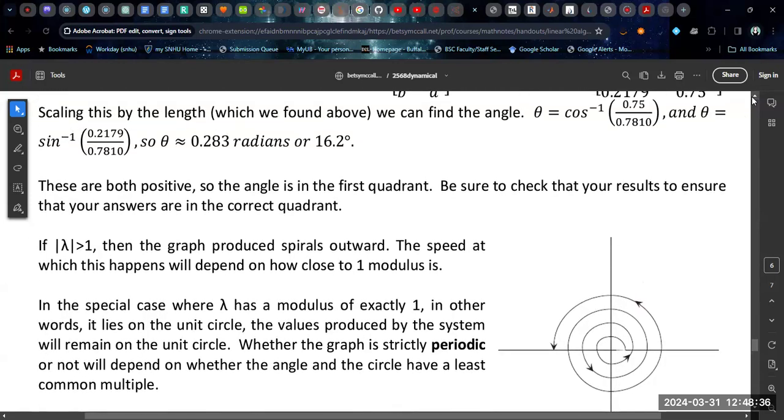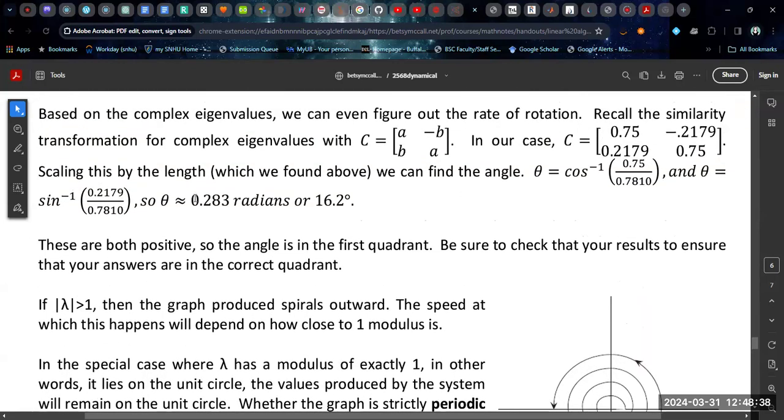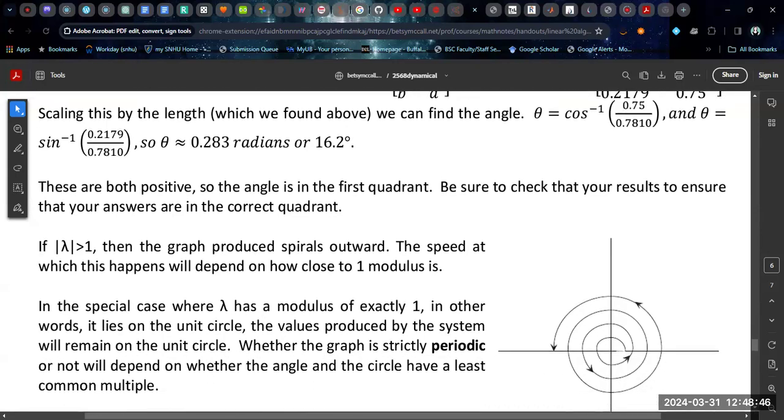Now, in this example, I calculated both the sine and the cosine separately, and both gave me positive values, so I know that it is a first quadrant acute angle.